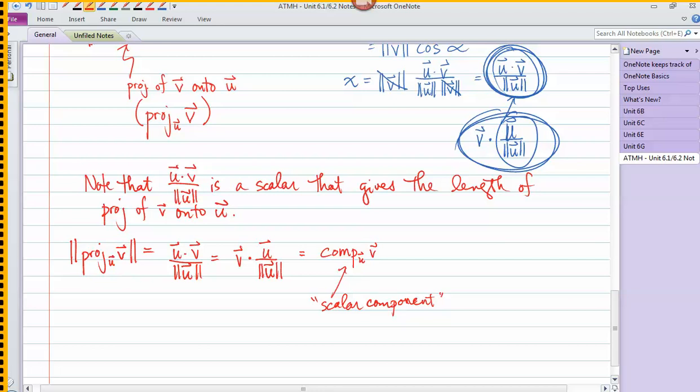So let's see here. What do I want to tell you about this? The scalar, so this thing right here, I'll use the same notation. Component of V onto U can be positive, negative, or zero.